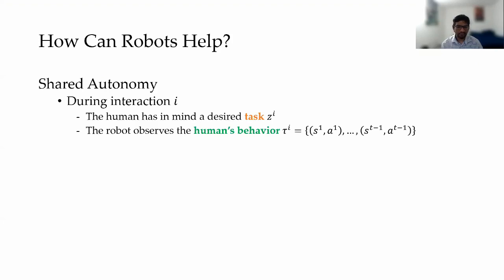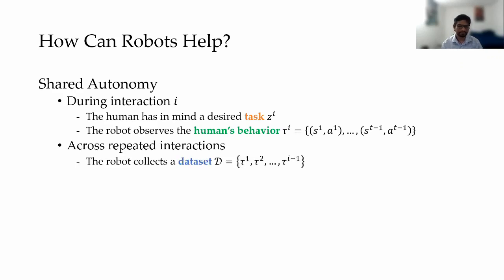In the shared autonomy paradigm, during each interaction I, the robot has a task in mind Zi. While the human is performing this task, the robot observes the human's behavior. This behavior is in the form of state action pairs. Let's call a collection of these pairs as tau I. Now, as the human repeats these tasks, the robot collects a dataset D with several tau I, one for each interaction observed by the robot.